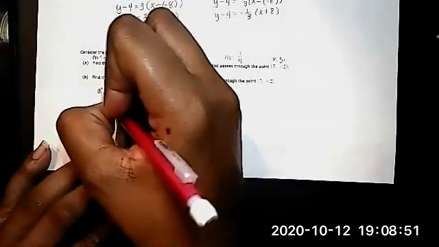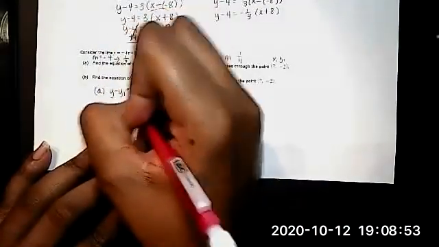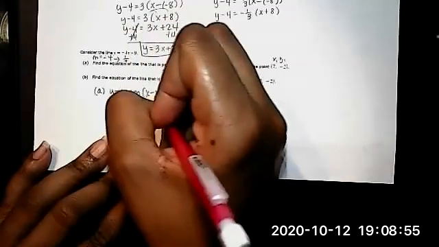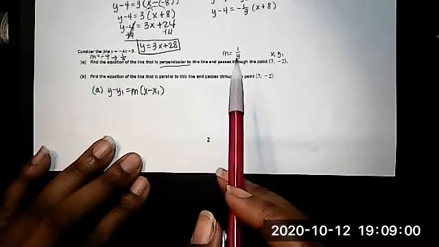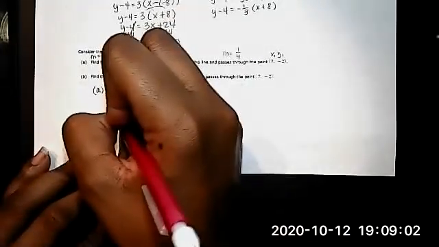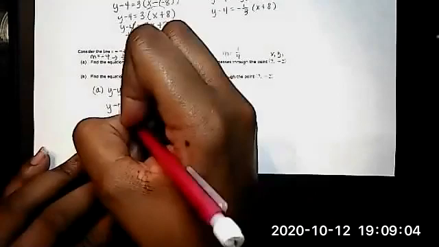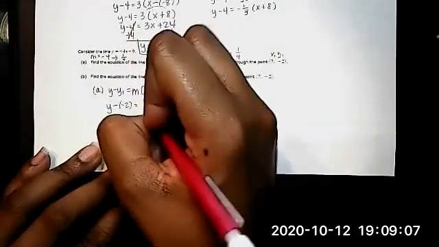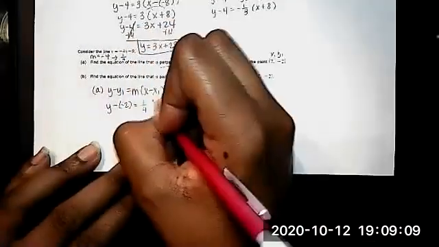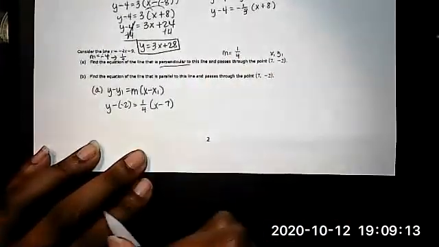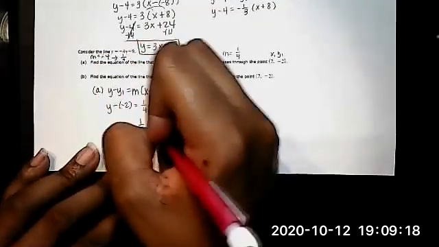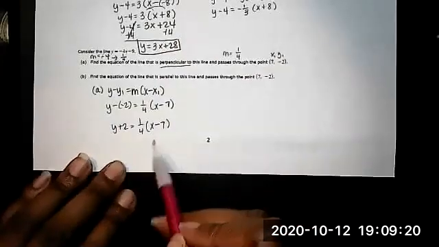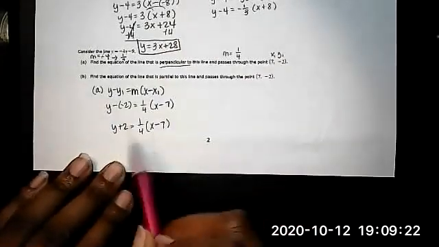So for A, you have y minus y1 equals m times x minus x1, okay? This is our point slope. Our slope, we said, is positive 1 over 4, so this is going to be y minus, our y1 is negative 2, m is positive 1 over 4 times x minus 7, because our x here was 7. So now this becomes y plus 2 equals 1 over 4 times x minus 7. This is it. Okay, this is our equation in point slope form.